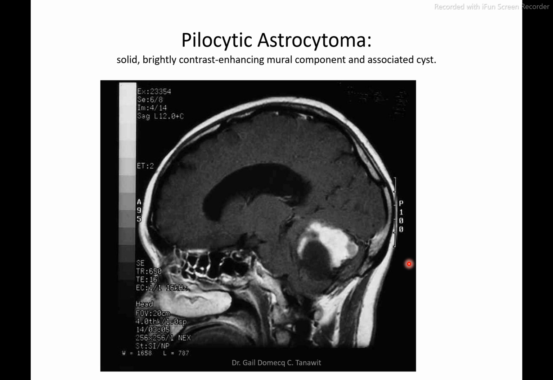So again, this is a scan of the pilocytic astrocytoma. So remember, it's a pediatric tumor, and it would be infratentorial. So you have a solid lesion with a brightly contrasting, enhancing mural component, and associated cystic lesion. So it's in the cerebellum. Okay, so even though there's no biopsy yet, with the correlation of the age of the patient and the location of the tumor, that would definitely be a pilocytic astrocytoma.